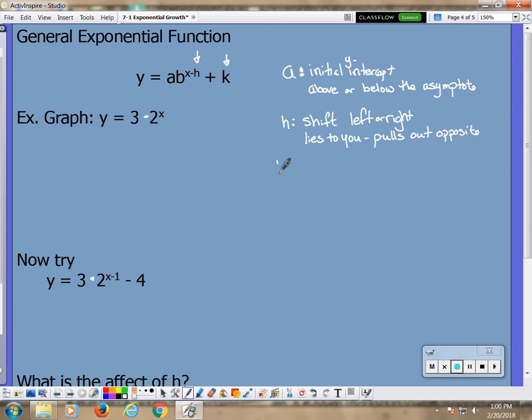Okay? K has two roles as well. It is also a shift, and if you remember, it's your shift up or down. And it is your asymptote. So K also represents the line that you will never cross.